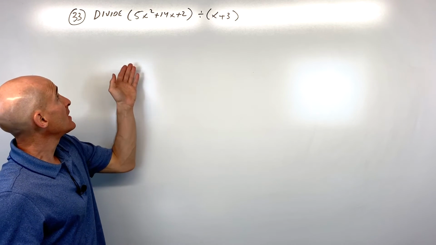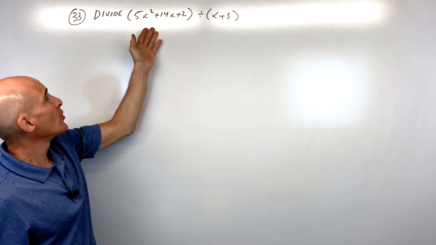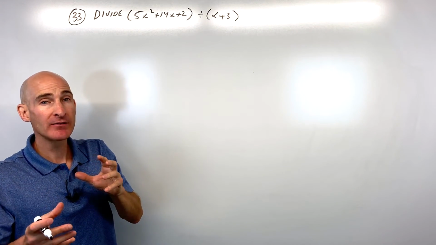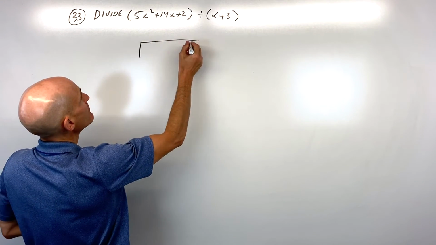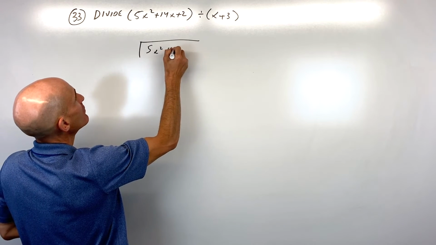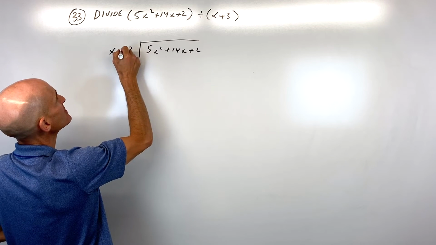Okay, number 33, it's asking us to divide these two polynomials. So I'm going to show you two different methods. One is the long division, polynomial long division. The other is the synthetic division. So what we're going to do here is we have 5x squared plus 14x plus 2. This whole thing is being divided by x plus 3.